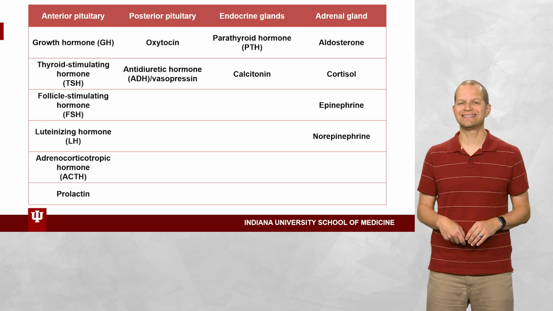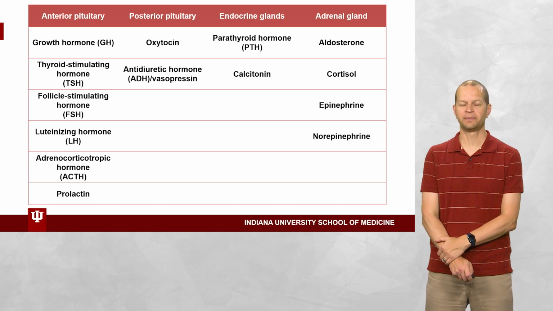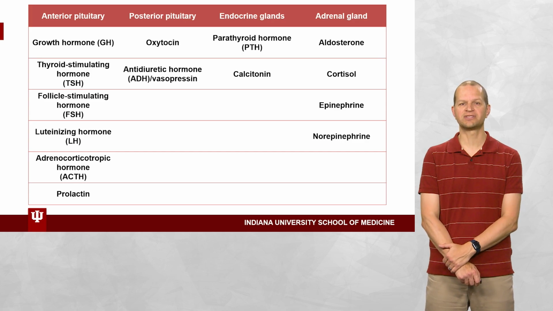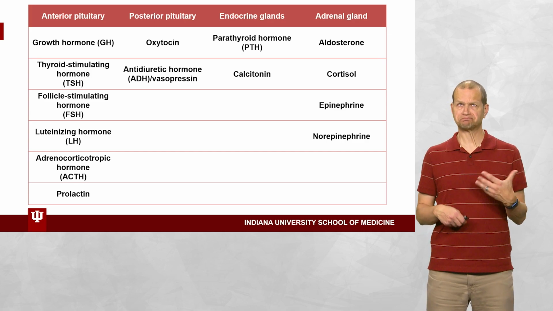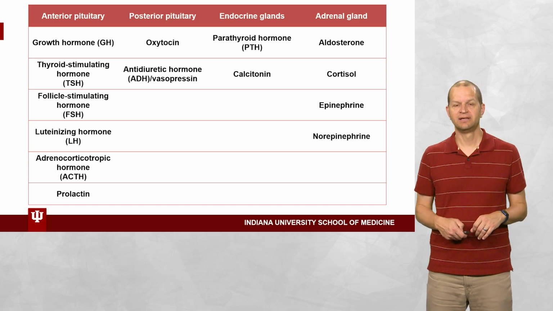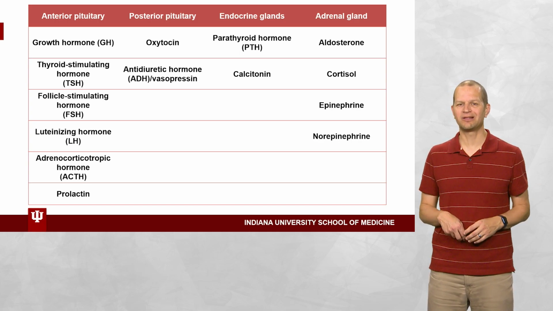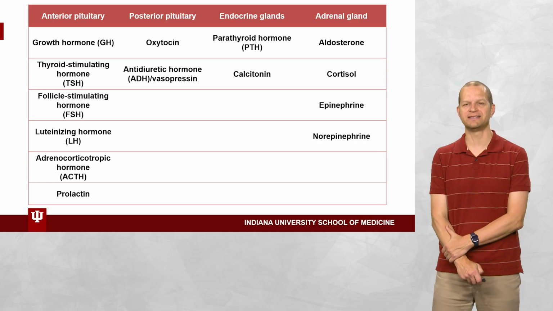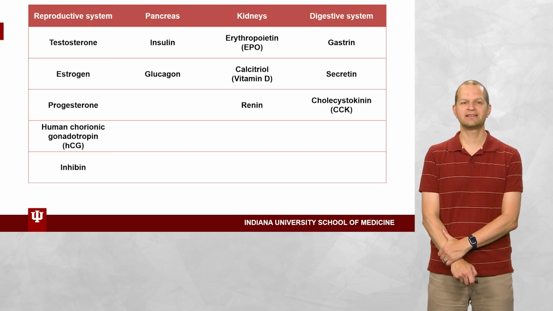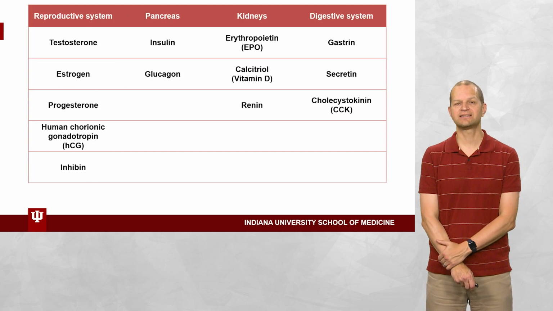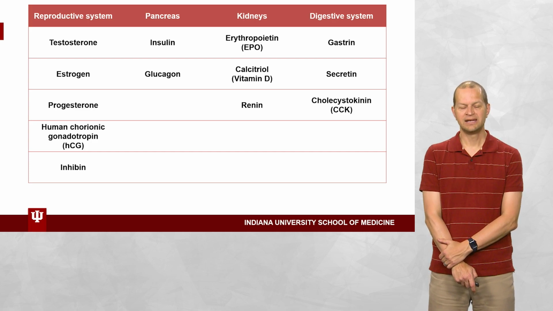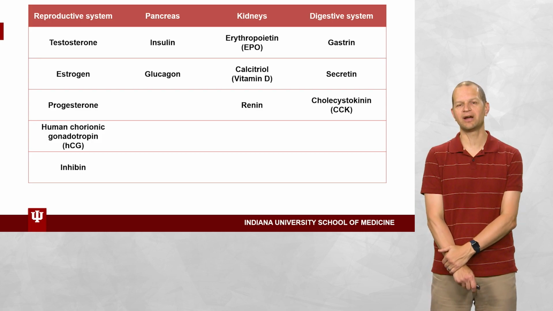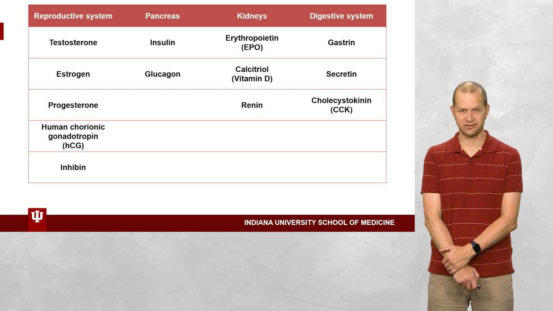And so each column represents a different location where a hormone is released from. Remember that the hormones that are released from the posterior pituitary are actually produced by the hypothalamus. Okay, the parathyroid hormone actually comes from the parathyroid gland. Calcitonin comes from the thyroid gland, but just to make it so we didn't have multiple columns, I lumped them as endocrine glands. Then we've got the adrenal gland, as well as the reproductive system, the pancreas, the kidneys, and the digestive system. Now, this is in no way a comprehensive list of all the hormones that are floating around in your body, but these are the primary ones and ones that we will talk about throughout the semester.